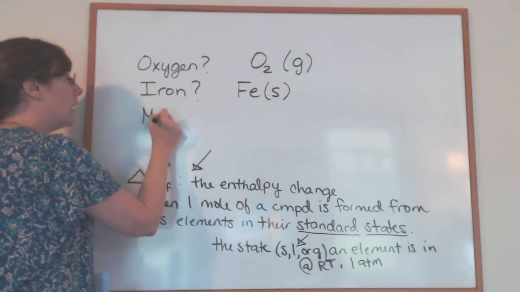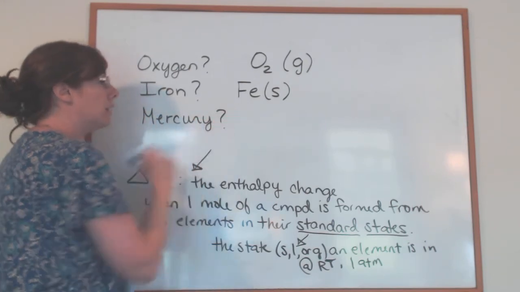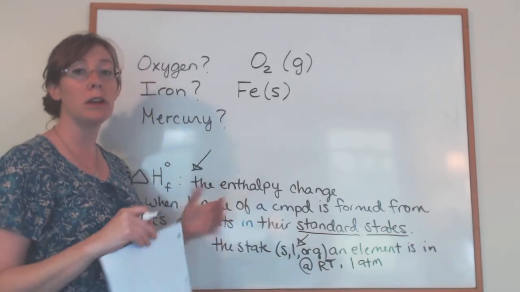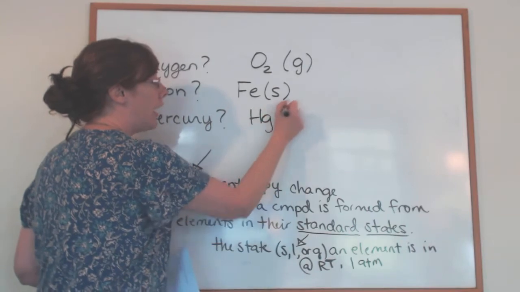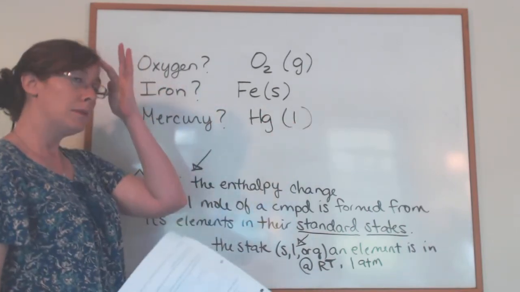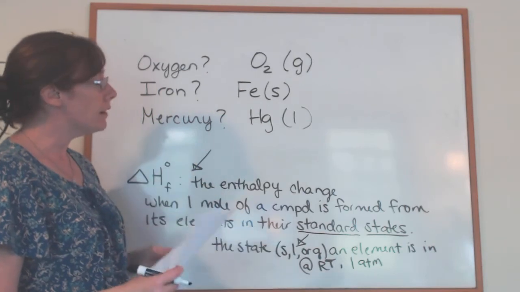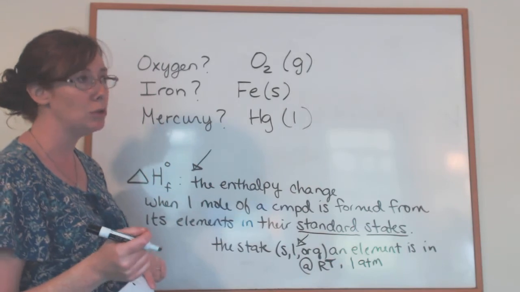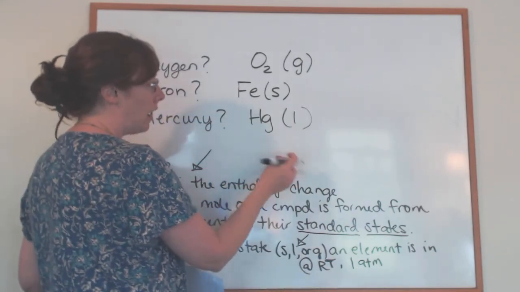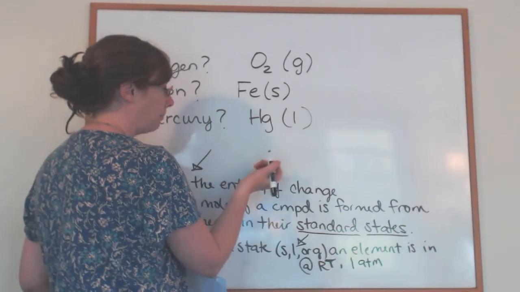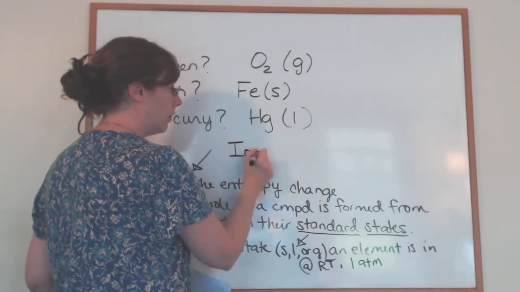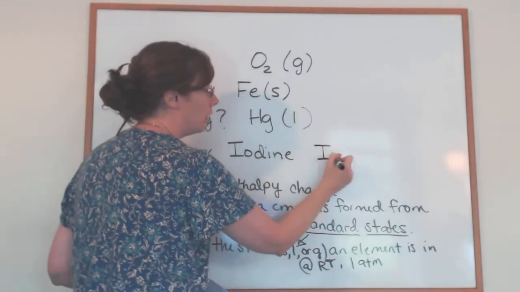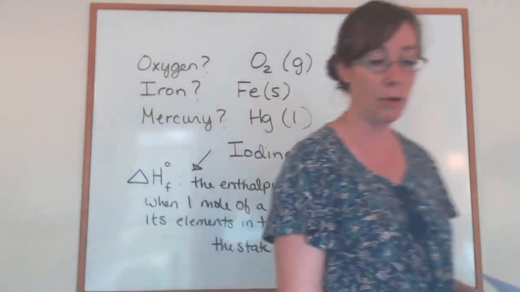How about something like mercury? People used to be much more familiar with it when they used it in thermometers, but mercury is actually a liquid at room temperature and atmospheric pressure. So some of these we know, but some of these you might not be familiar with. For instance, if I asked you what is the standard state of something like iodine, you might not know what is the standard state of iodine. Hopefully you'll know that it's I2, but you might not know is it a solid, liquid, or a gas.